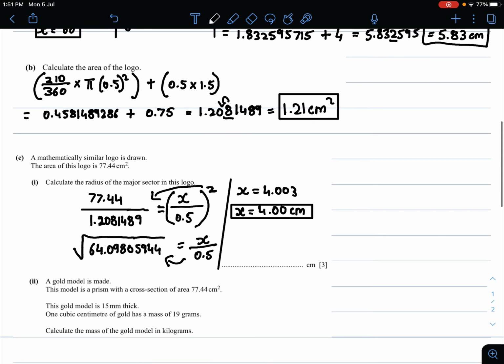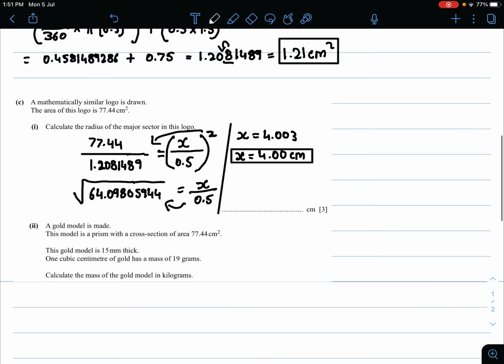Now let's move on to part C2. A golden model is made. This model is a prism with a cross section of area 77.44 centimeters square. This gold model is 15 millimeters thick. So first let's get it into the same unit as centimeters. So that would be divided by 10, so multiplied by 1.5, because then we would get the volume of the shape.